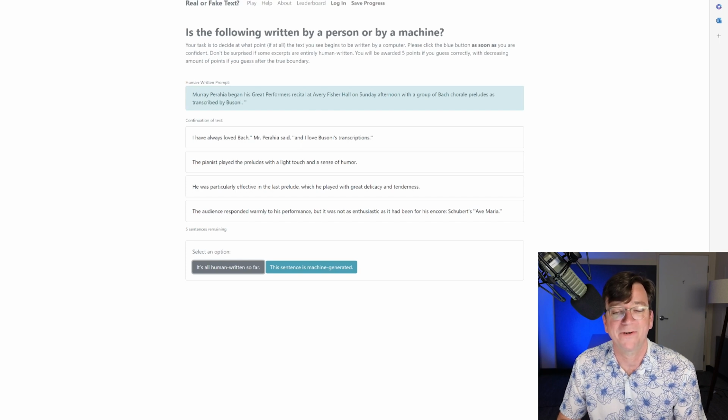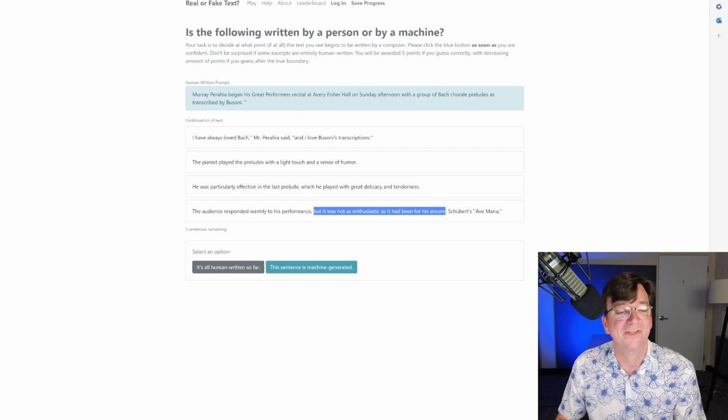Now, if I were a music expert, I would know whether or not Ave Maria was indeed written by Schubert. And if I knew that it wasn't, then I could say that this was machine generated. That's a typical error that a machine might make. But because I'm not an expert, I'm going to say, okay, maybe it's human written. But I also think this wording sounds kind of weird.